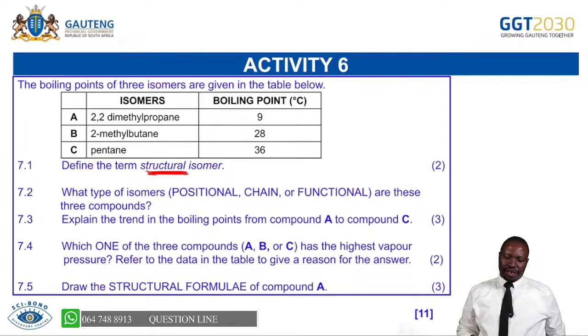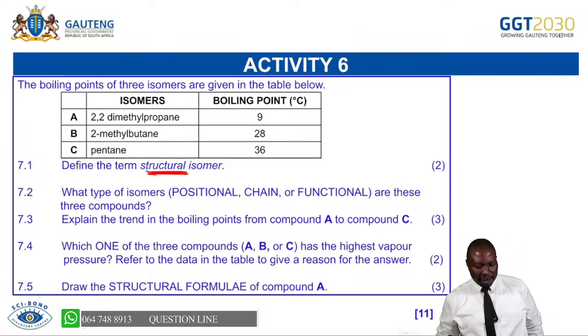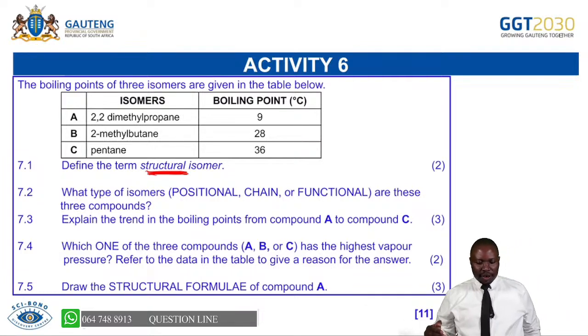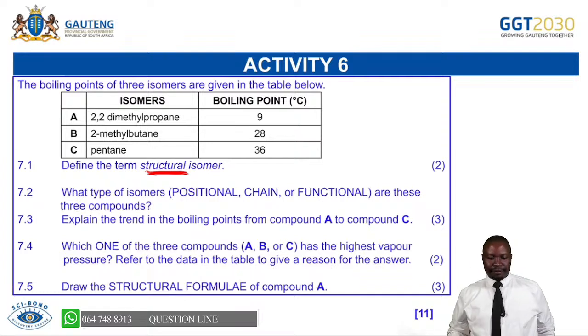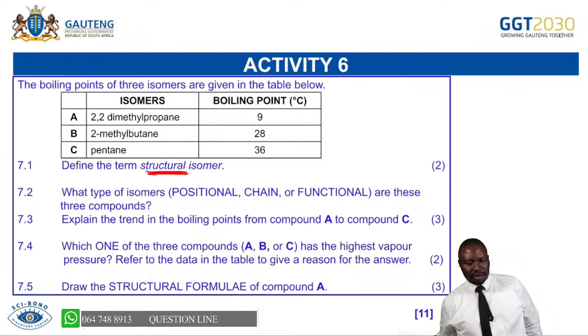So these are our chain isomers. They have branches. You can see those are chain isomers. Explain the trend in the boiling point from compound A to compound C. You can see that it is 3 marks. You can't just say as we move from A to C, the boiling point increases. That would be 1 mark.